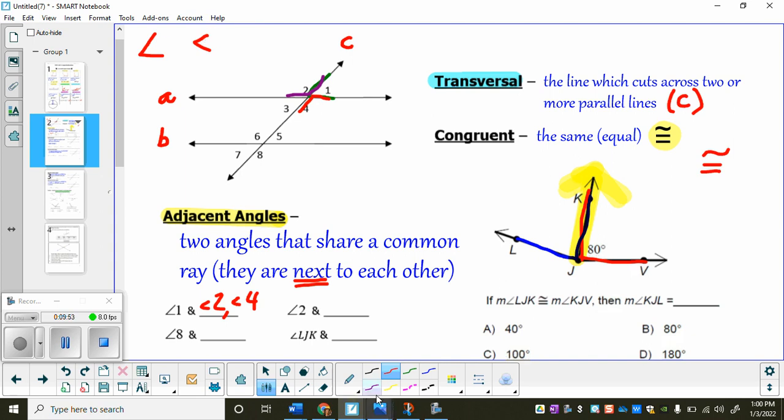All right, now angle 8. So angle 8 right here is next to angle 5 and next to angle 7. So next to angle 5, and then it's also adjacent to angle 7. All right, now 2 up here, we already know is adjacent to angle 1, and now it's also adjacent to angle 3. And if I use this picture over here, LJK is going to be adjacent to KJV. So angle KJV.